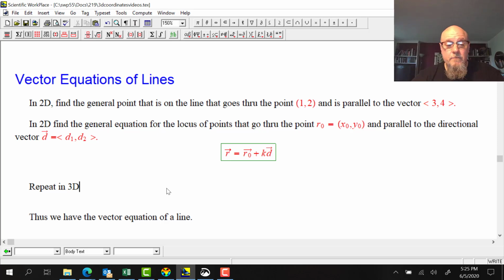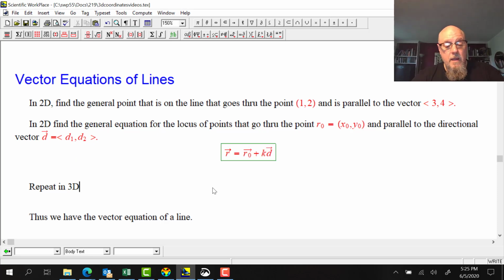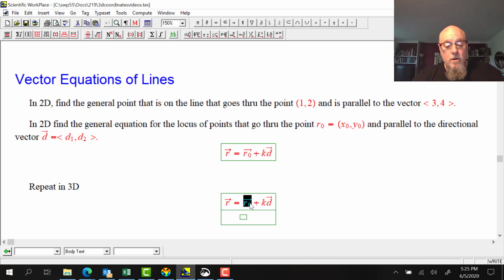Now in 3D, it says here repeat in 3D. I could just copy this down and paste it and go boom, done, 3D. And then you might say you didn't do anything. Well, now it's 3D. So our r naught, our initial point, is going to be equal to an x, a y, and a z. So it's in 3D.